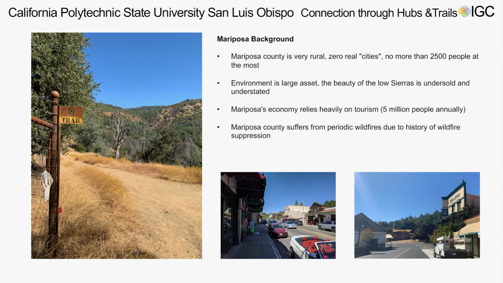So Mariposa County is very rural. There's no real cities, and there's no more than 2,500 people in each of them. And the largest aspect of the economy is tourism, with more than 5 million people coming through Mariposa County annually. And something that those people don't know is that though they're coming from Yosemite for the natural beauty, something that they're missing in Mariposa County is that same thing.